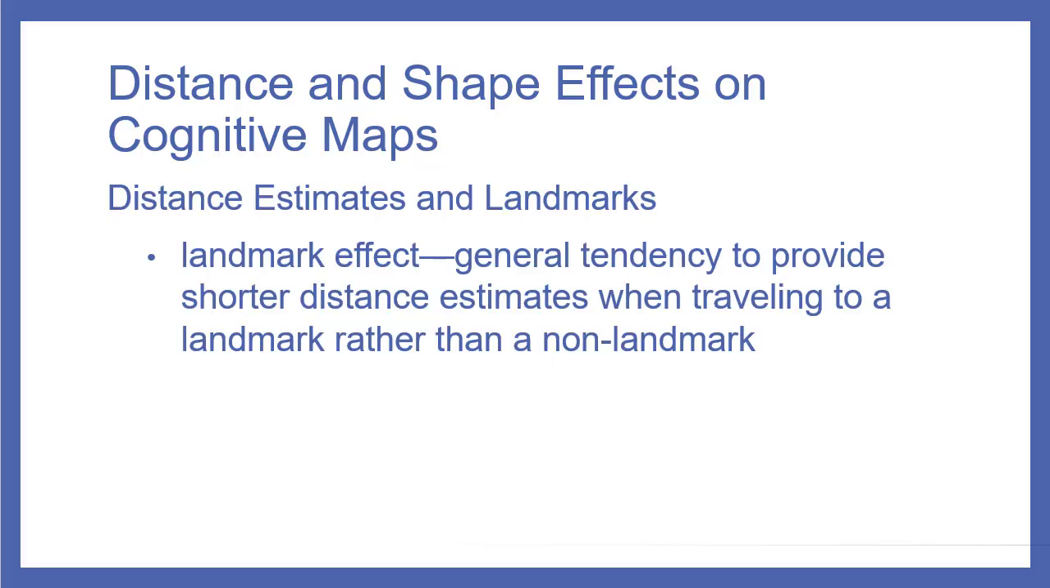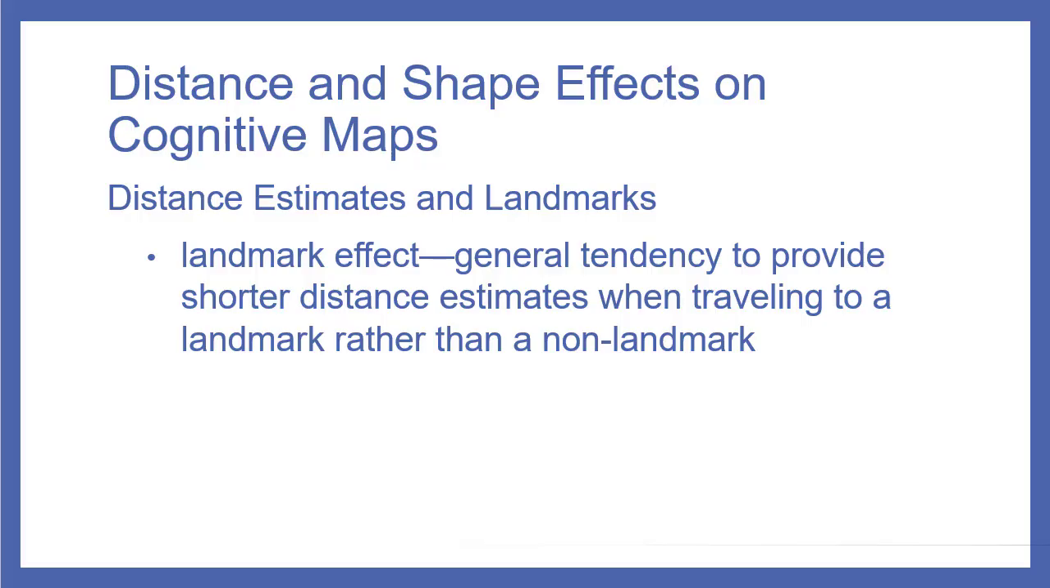Okay. The landmark effect is along the same lines as the border bias, in that we tend to provide estimates based on some group categorization, but also based on whether or not you're traveling to a landmark.